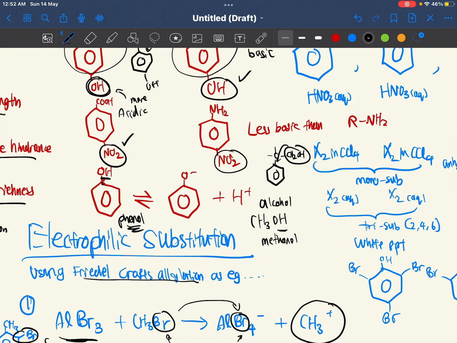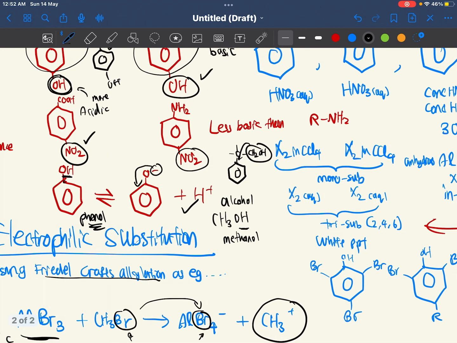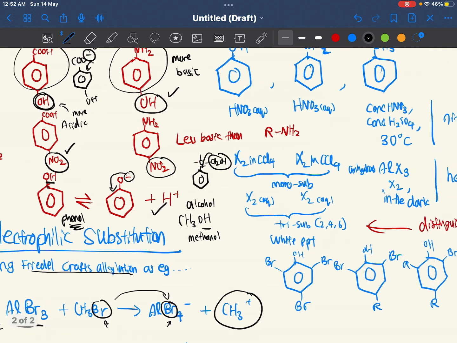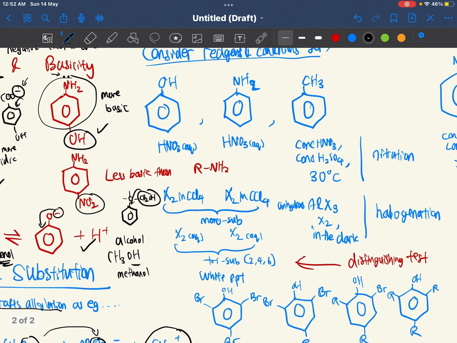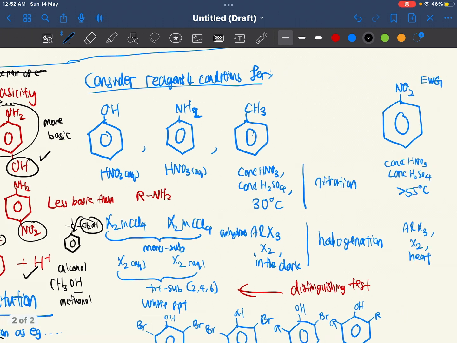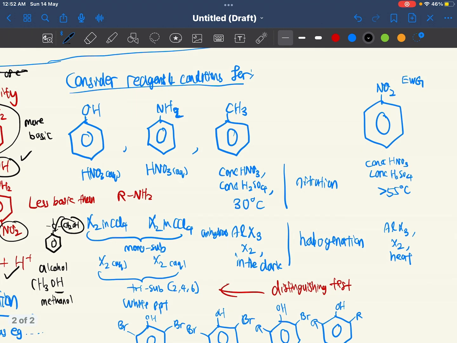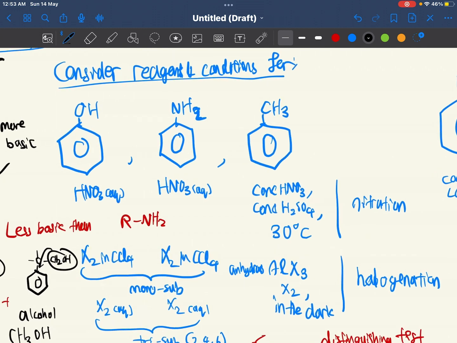Okay, so now the thing is that phenol is actually acidic. Why? Because this negative charge delocalizes over the benzene ring. Therefore, it's more stabilized, and therefore this dissociation is more preferred as compared to the dissociation of H plus from your alcohol, as we discussed earlier on, because of the electron donating alkyl group which intensifies the negative charge.